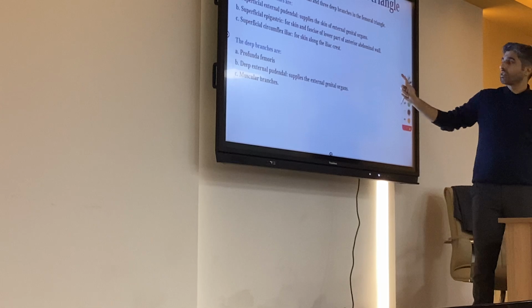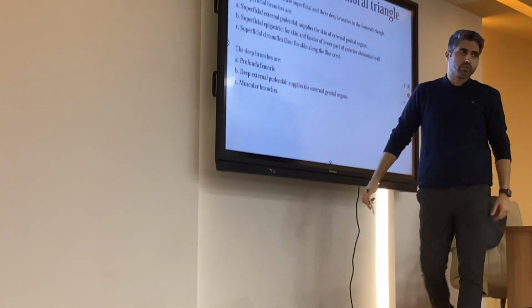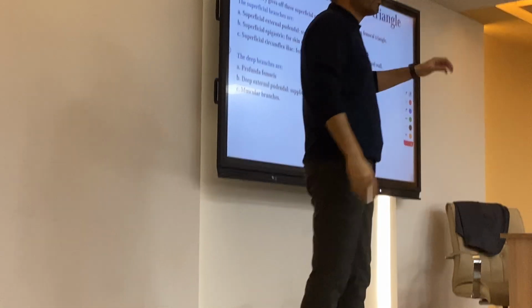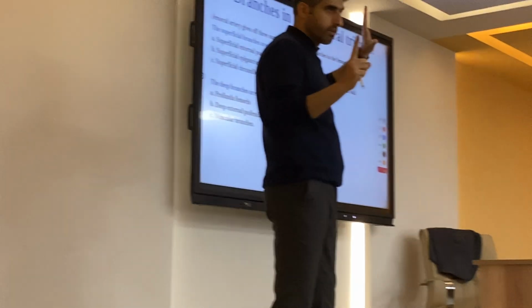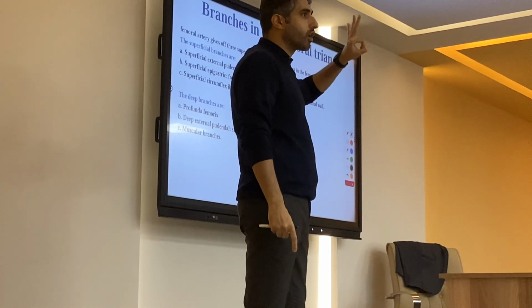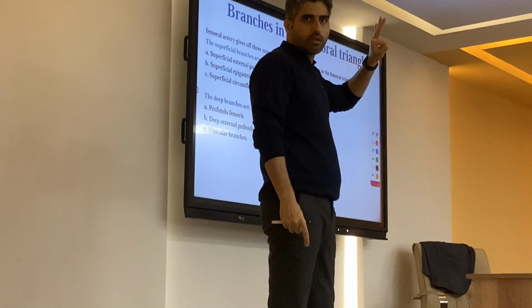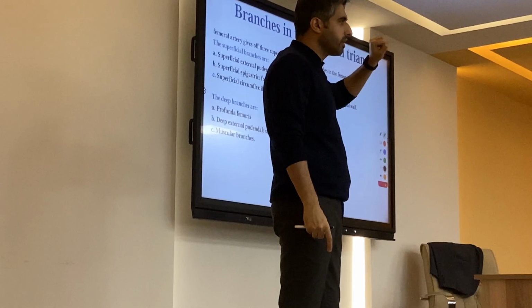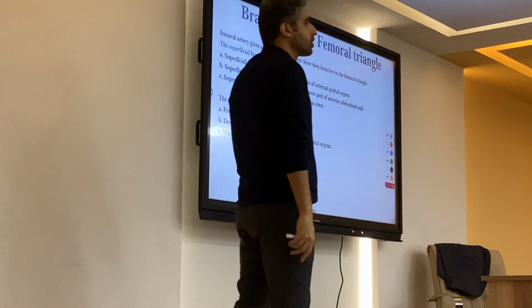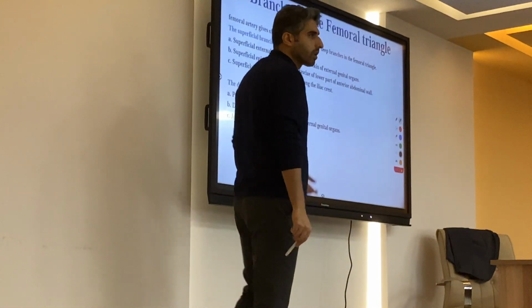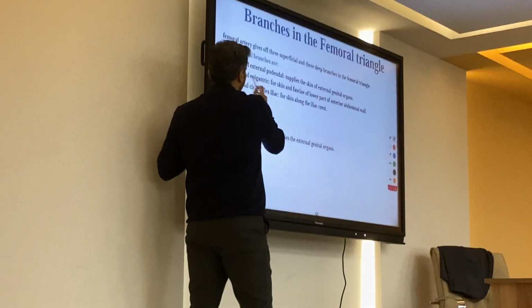Final point, branches of the femoral artery. The femoral artery has 6 branches. 3 branches are superficial, 3 branches are deep. Okay? 3 superficial, 3 deep. We start with the superficial branches. Look at the names. All of them have superficial: superficial, superficial, superficial.